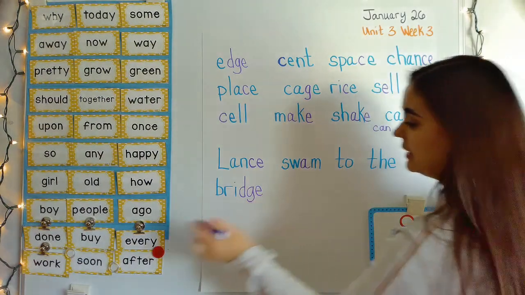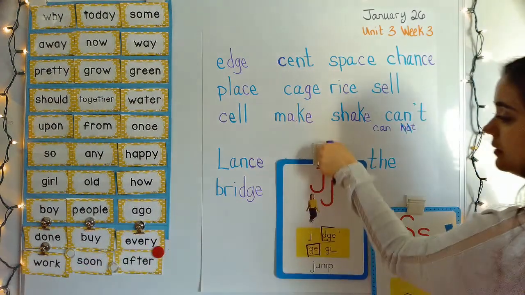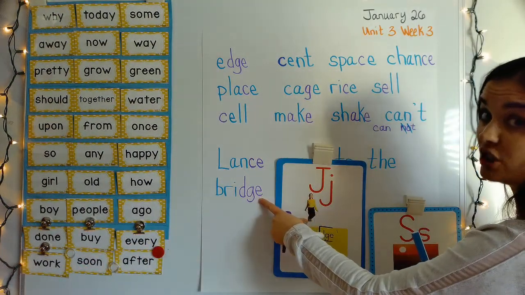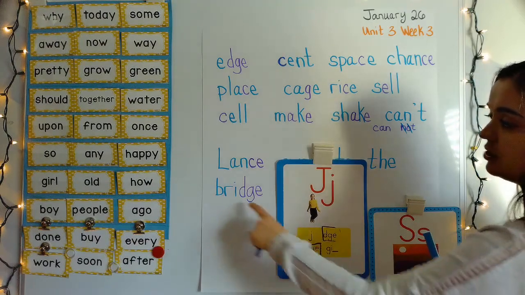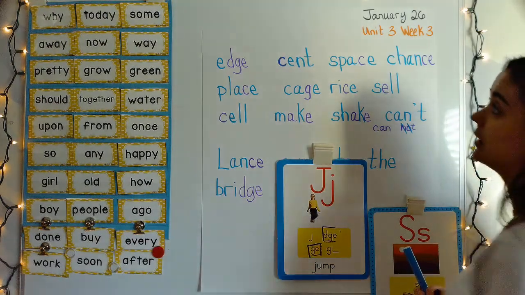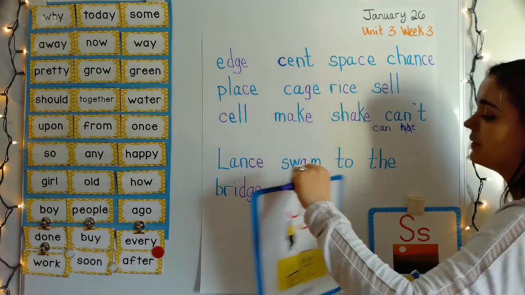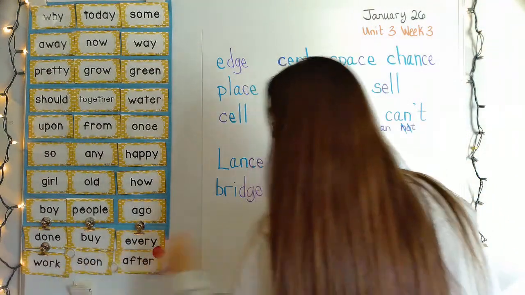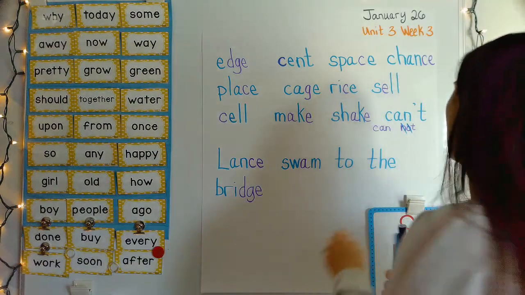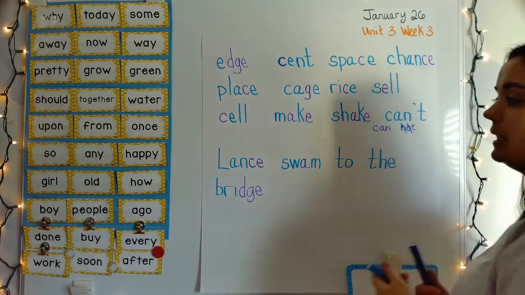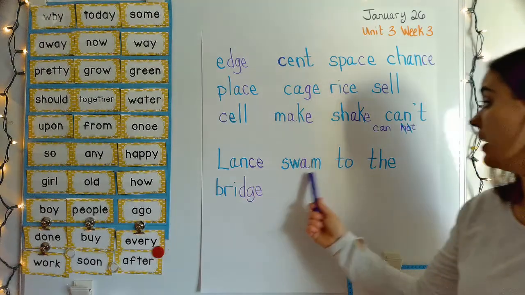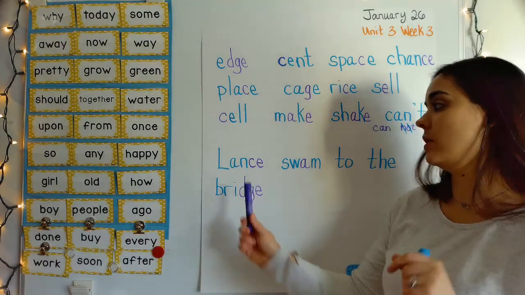And D-G-E. D-G-E is that soft G sound. And D-G-E will only be at the end of the word, like in the word edge. It will only be at the end. You'll never see a word that begins with D-G-E. You just won't. All right, let's go ahead and read our sentence. Lance swam to the bridge. Your turn.